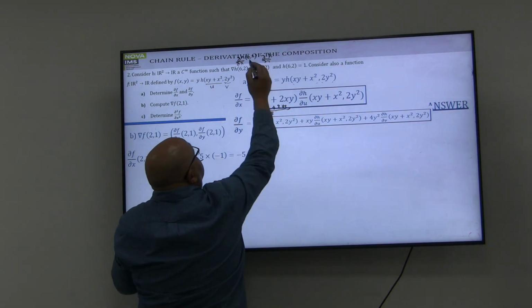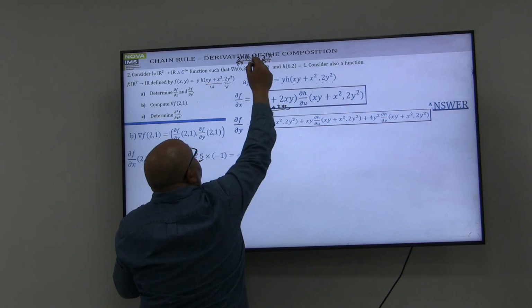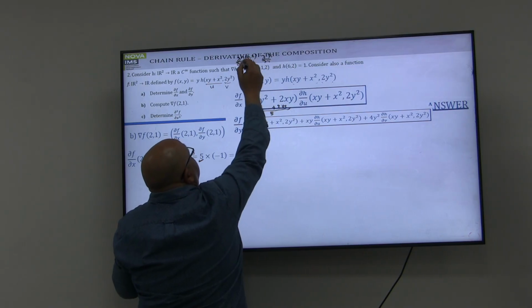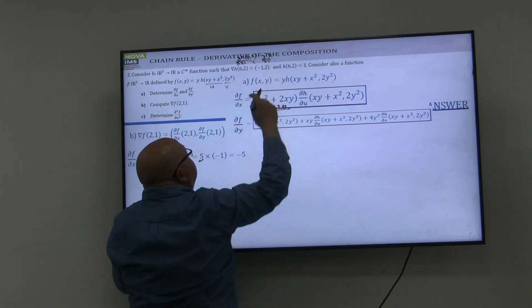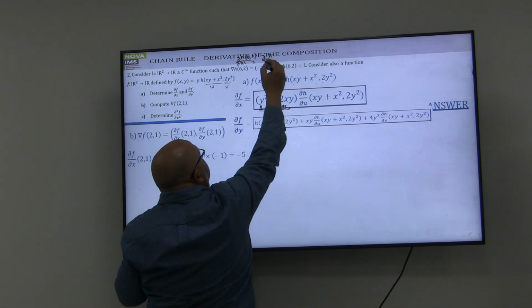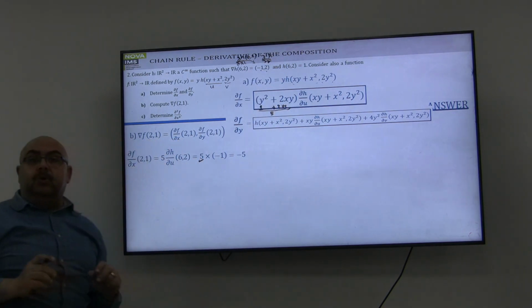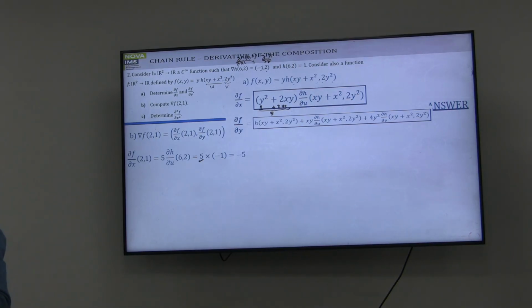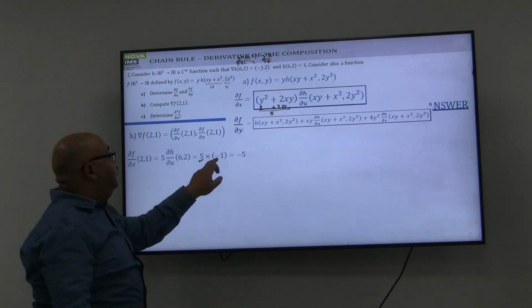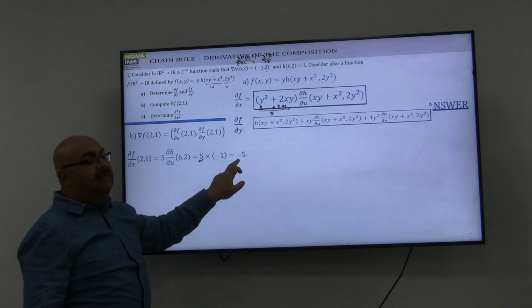I'm sorry, this is the value of partial h, partial u, the function by itself, and this is partial h, partial v, which is going to equal negative 1 and 2, because both u and v already contain the substitution of x squared plus 2xy, the given function. Are you with me? Okay? Then this is going to be negative 1, multiplying them together, you will have negative 5.